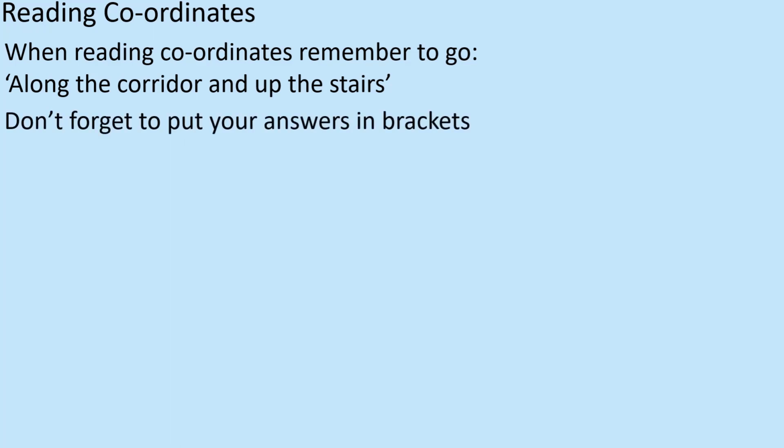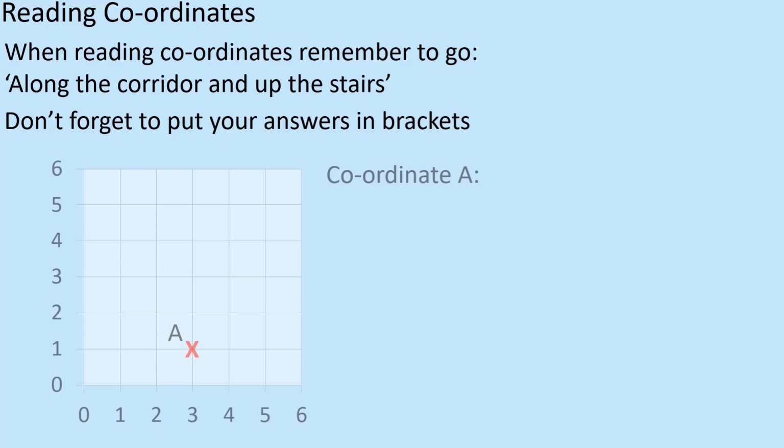So don't forget to put your answers in brackets. Coordinates are written in brackets, where your first value is your x, the horizontal, and your second value is your y, that means your height up or down. Okay, so coordinate A, how do we read it?